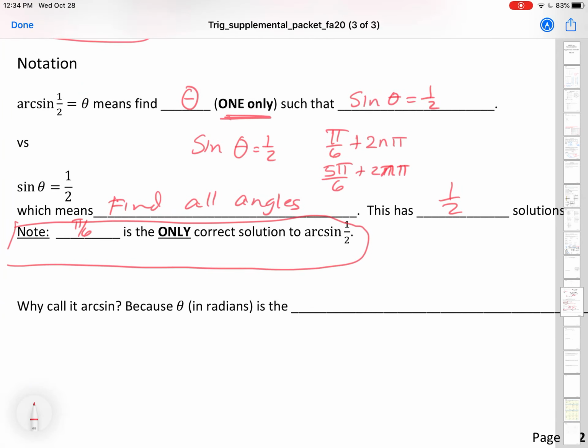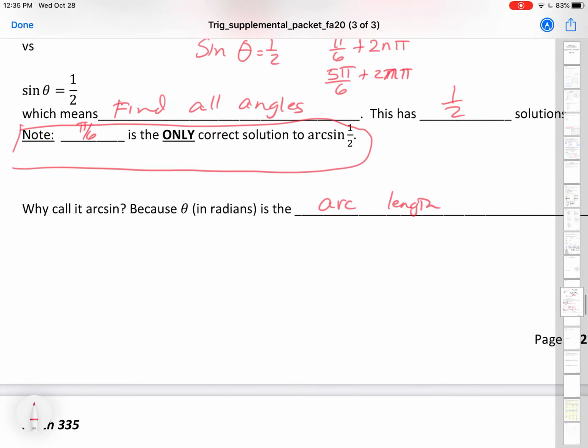Now, why do we call it arcsine? Because theta in radians is the arc length. If you remember how radians were defined, they were the length of the arc that was swept out. So this is the work that we're doing. The remainder is to make sure that it sits well for you. We're about to go into cosine and tangent, but let's just make sure that we're okay. Let's talk for just a minute about sine.